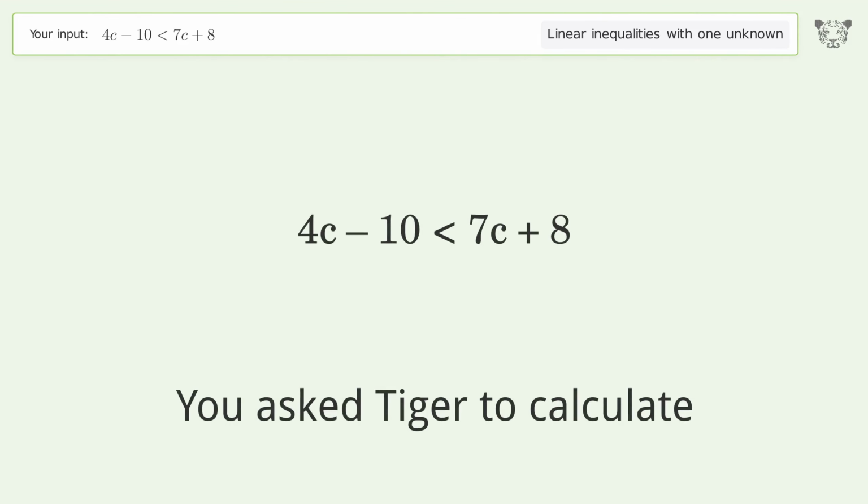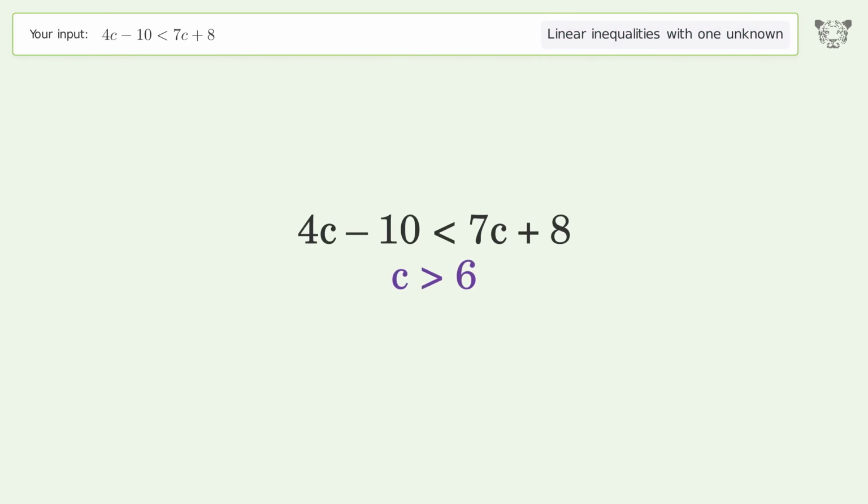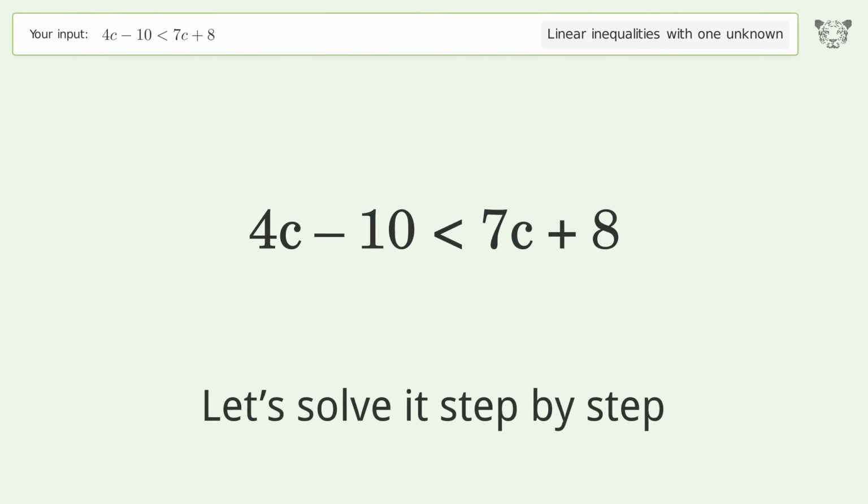You ask Tiger to calculate. This deals with linear inequalities with one unknown. The final result is c greater than -6. Let's solve it step by step.